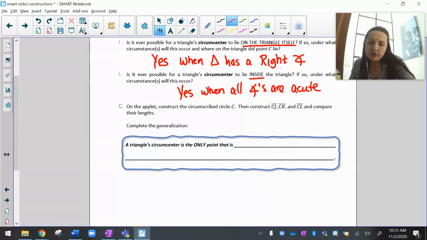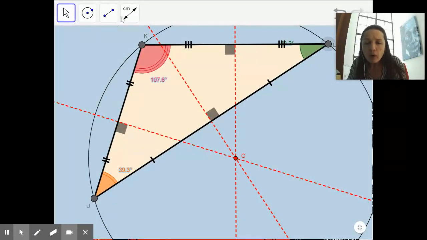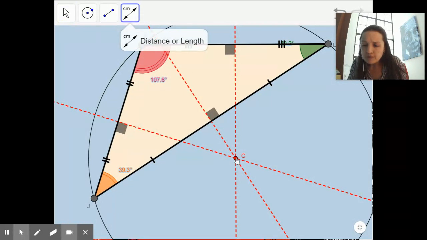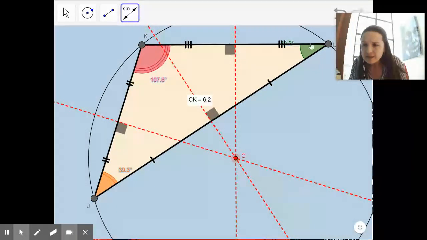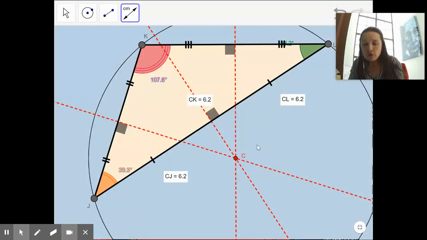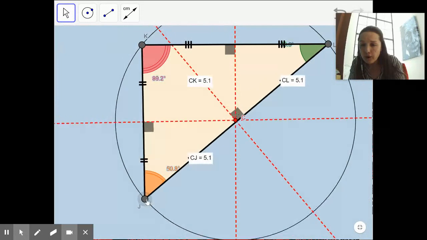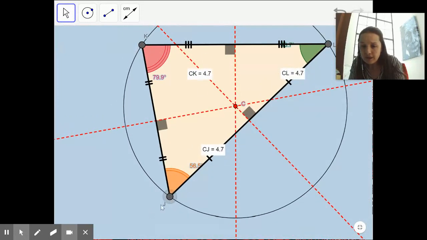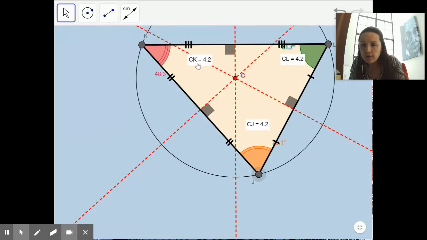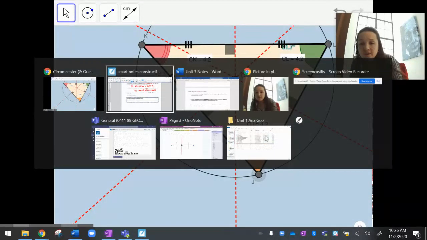And then it said, on the applet, construct the circumscribed circle C. Okay, so let me go back to the applet here. Now they want us to measure from C to K, and that's 6.2. C to L, oh, that's 6.2. C to J, that's 6.2 also. So what we just learned is the distance from C to any vertex is always going to be the same. And even if I move this around, look at how those stay the same. So no matter what I do, these three lengths are going to stay the same.